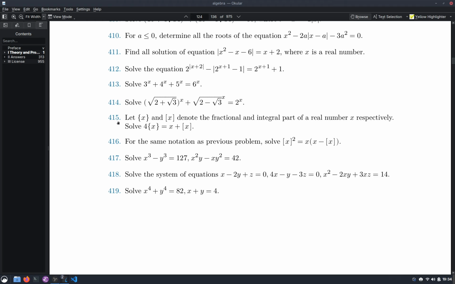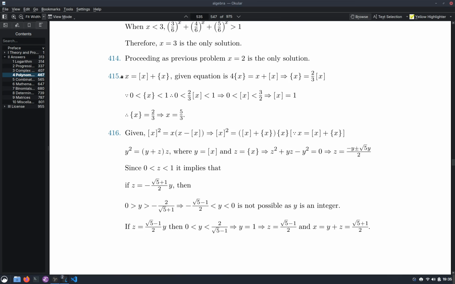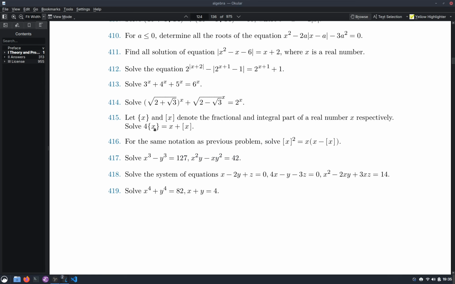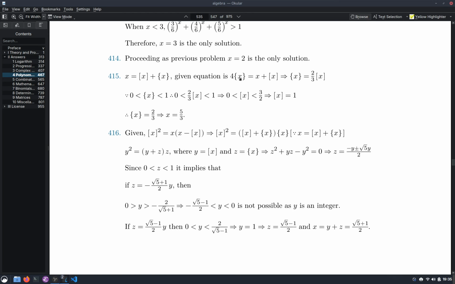Now we look at question 415, which says: let x in braces and x in brackets denote the fractional and integral part of a real number x respectively. Solve 4 times the fractional part of x is equal to x plus the integral part of x. What we do is write x as the sum of the integral part, x in brackets, plus the fractional part, x in braces. So the given equation can be written as 4 brace of x is equal to x plus x in brackets.